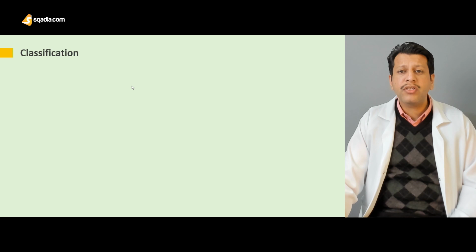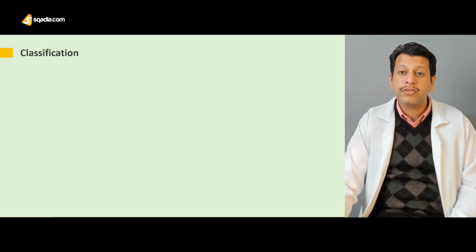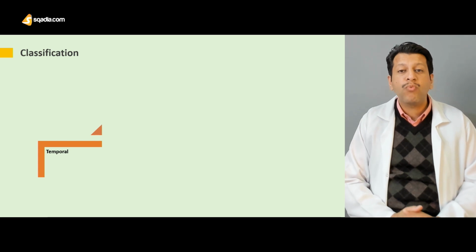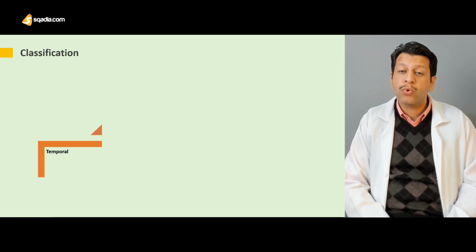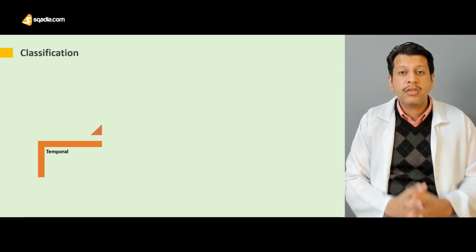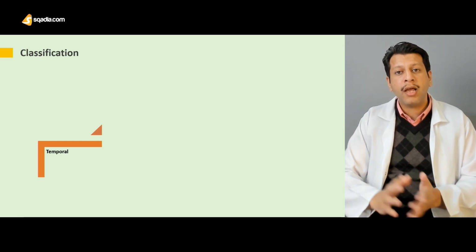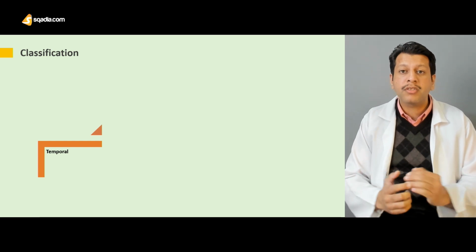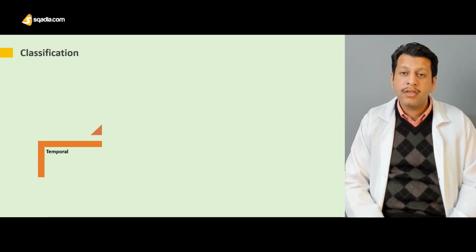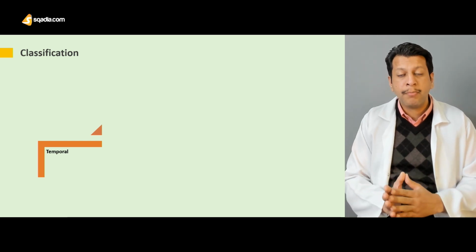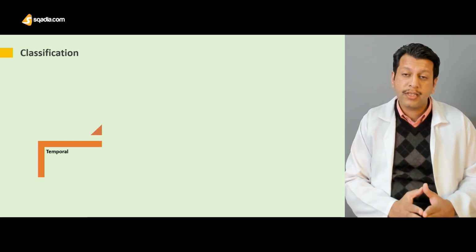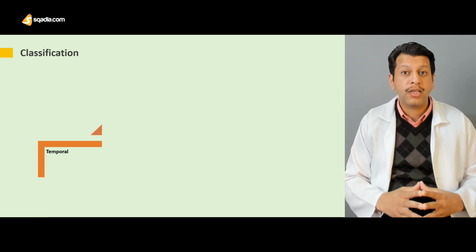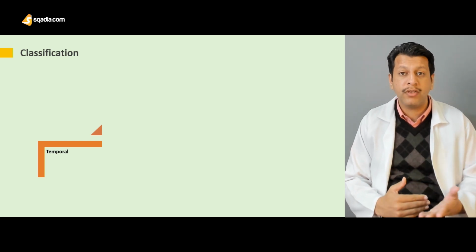Then we have different ways of classifying a disease. There are multiple classifications available for SCFE. For example, one way of classifying is temporal classification. Temporal classification is based on the time which has elapsed for the duration the disease has been present. Usually it's called acute if the slip has been less than 3 weeks. It can be called chronic if the slip has been more than 3 weeks.